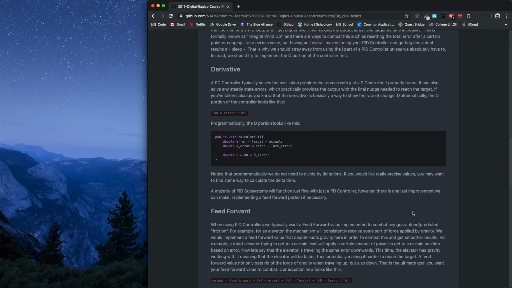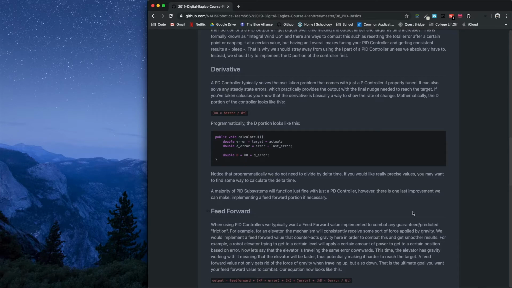So for example, if the robot elevator is trying to get to a certain level, it'll apply a certain amount of power to get to a certain position based on error, right? So if the error is large, then we're going to have a larger output. But let's think about this going upward, right? If we're trying to go up, large error, large output going up. But now let's say we're up and we want to come down too, right? So we have a large error now coming down. So we're applying larger output coming down as well, but we also have this force of gravity helping us, right? So that means that we'll have that large output as well as the force of gravity, which means in total, our speed will be really, really fast, essentially.